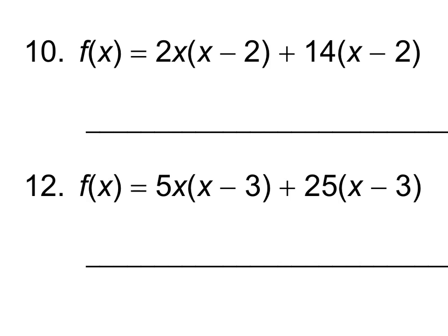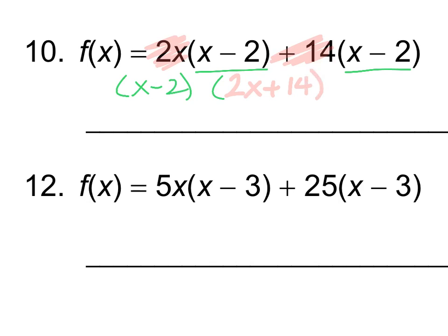Number 10 involves factoring by grouping. So we can see that these two are actually the same. So we can write them once, and then we're going to look at what's left. So we can see that we have the 2x plus the 14 left. So those will go in here in the second parenthesis. And we will have two factors.